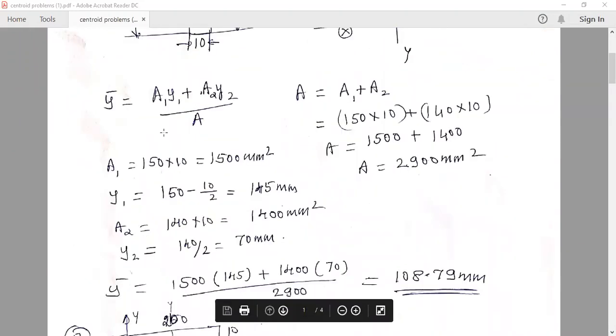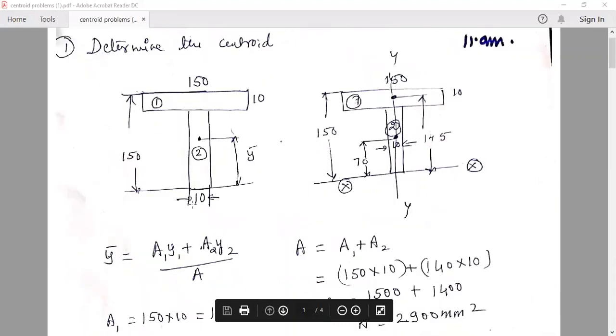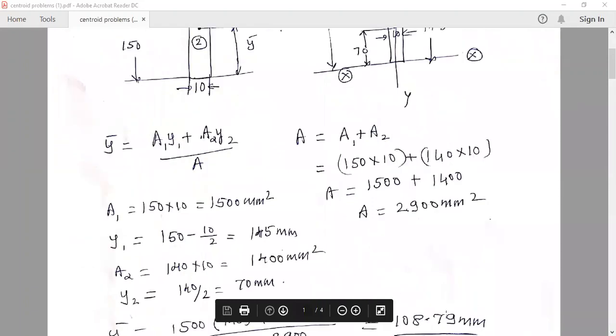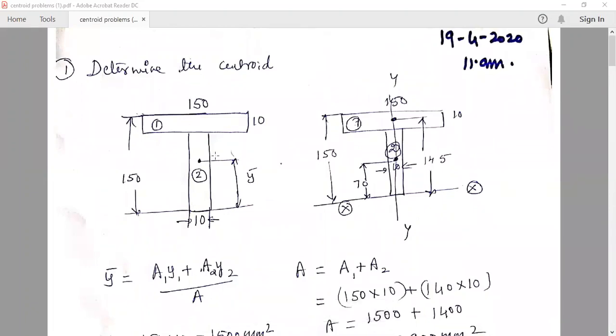Now you substitute everything here. y bar equal to A1 y1 plus A2 y2 divided by the total area, we get 108.79 millimeter as the centroidal location. So from the bottom, this y bar is 108.79 and x bar is 0 because it lies on the y-axis. So the centroid lies here.